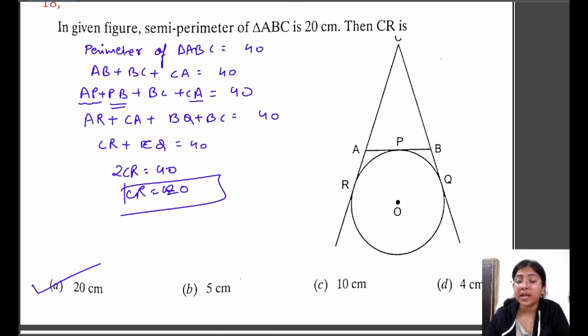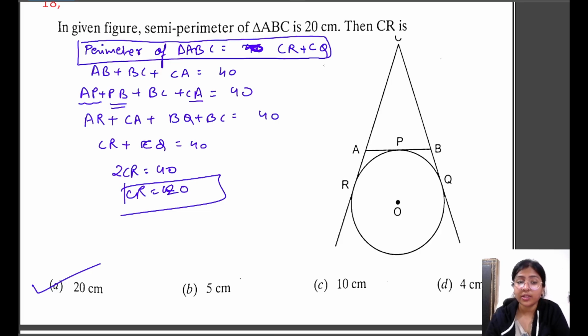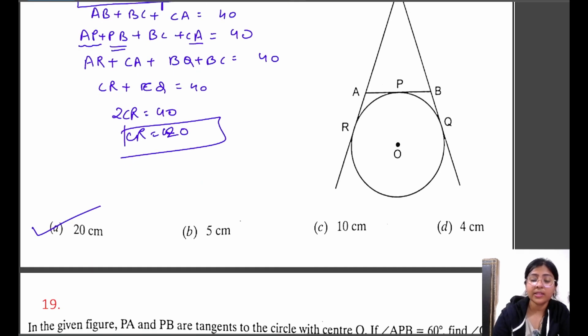Since it can be asked in a 3-mark question, we need to prove this relation. What is the relation? That the perimeter of triangle ABC is equal to the length of the tangents CR plus CQ. This is the relation asked in 2.5 marks or 3 marks. So we need to prove it. I already told you how to prove. If you need to directly get an answer, you can directly use the relation that the perimeter of triangle ABC equals CR plus CQ. Okay, learners? Yes, next question.